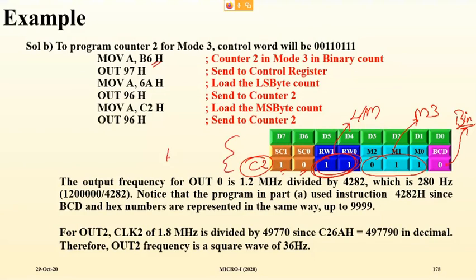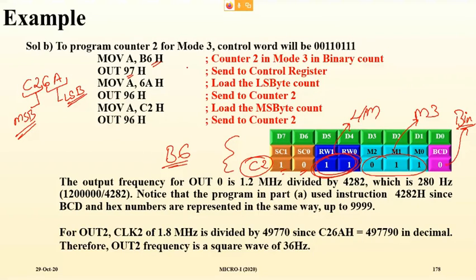If you take it, it is B6. Okay, 1011 0110, B6. So B6 is thrown into the control word register. 97 is the address. Then we are loading the count, the LSB first. So count is C26A. So this is LSB, and this one is your MSB. Clear? So the program is very simple. Only thing that you have to remember is the control word register and the addresses.